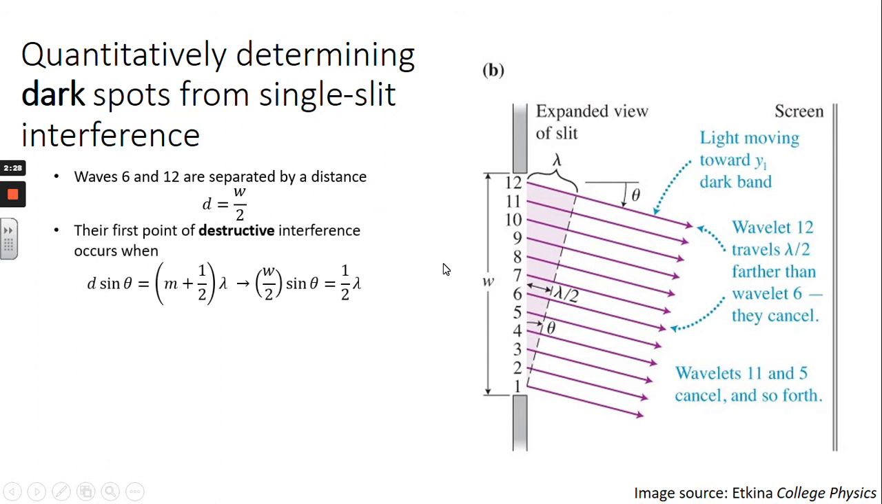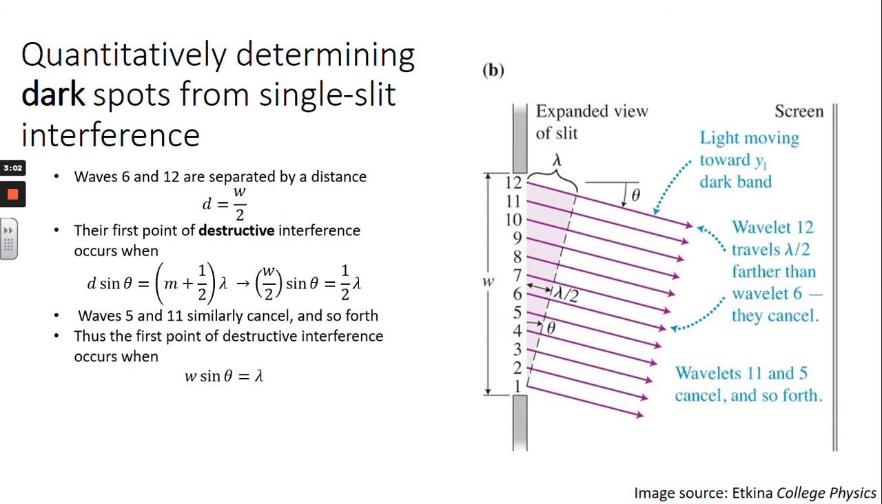The first point of destructive interference will occur when d sine theta, that's our geometry factor from this experiment, is equal to (m plus a half) lambda. The distance between those two waves, 6 and 12, is half of the width. The first destructive interference point is when m is 0 and we're half a wavelength apart. Similarly, you'll get dark spots for 5 and 12 and so forth at those same points.